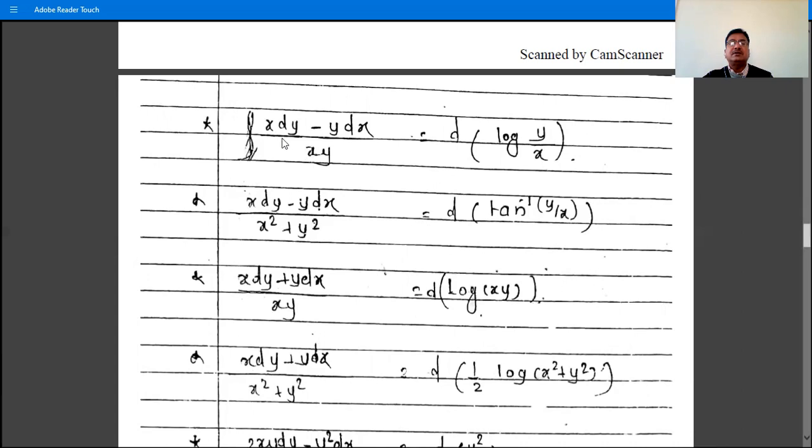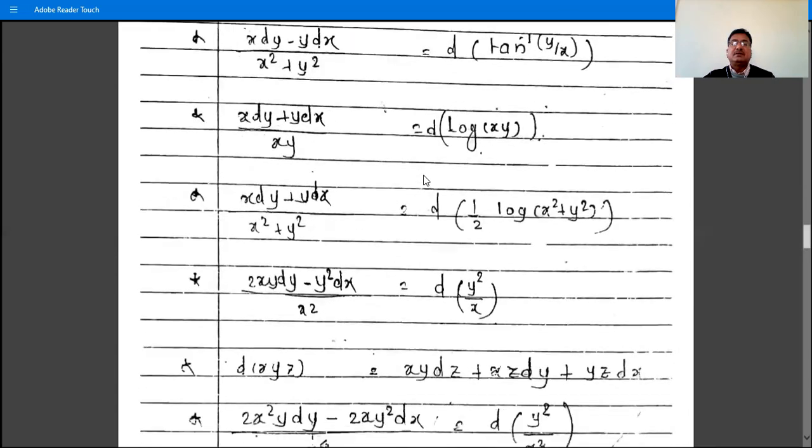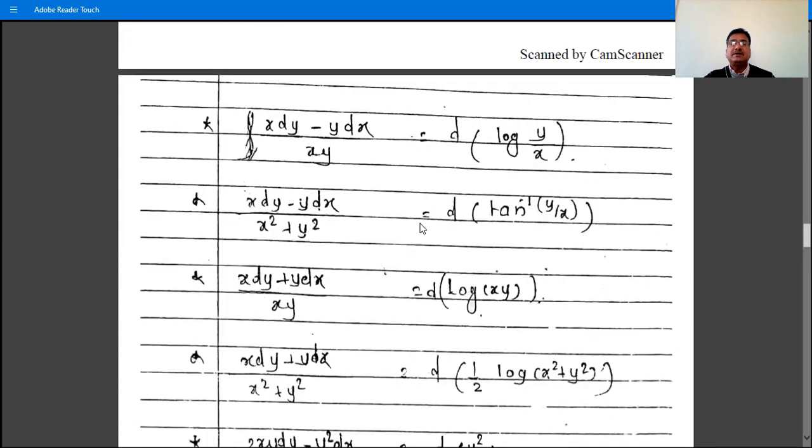If you replace y by z, then what is the formula? x dz minus z dx divided by x into z is the derivative of log z by x. So if the differential equation is one variable separable, then use this trick. We will see examples of this type, one variable separable, in the next lecture.